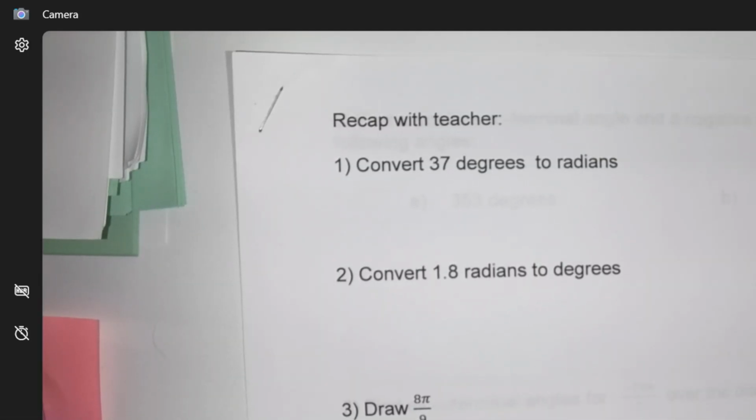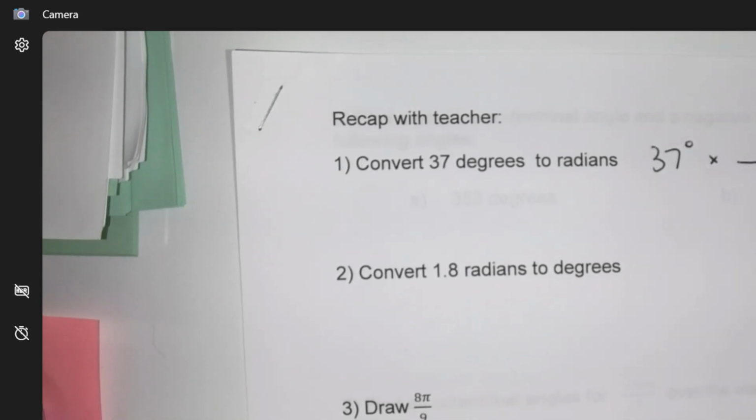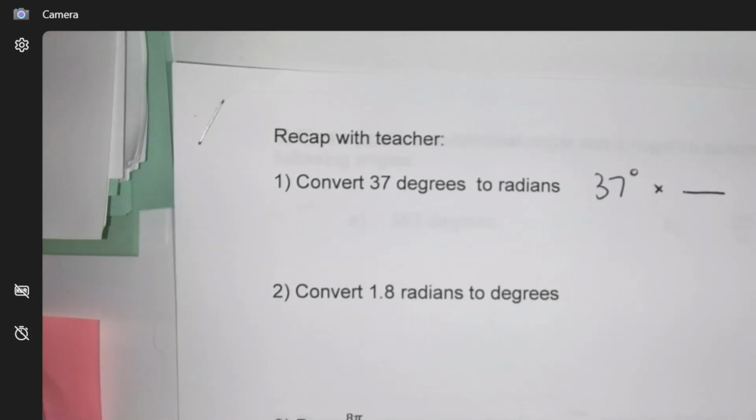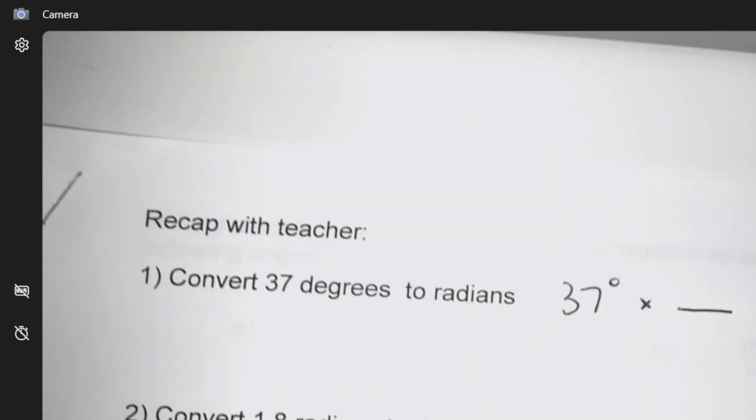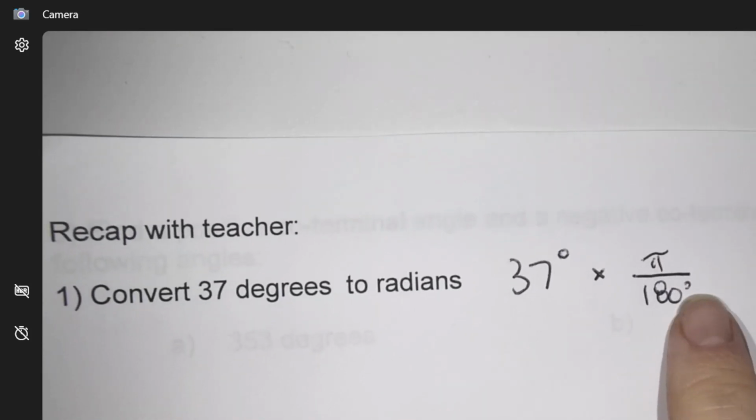Convert degrees to radians. Okay, so here's the deal. Should we times it by pi over 180 or 180 over pi? Those are your options. Pi over 180. In other words, divide by what you want to get rid of. So like that, I want to get rid of degrees.